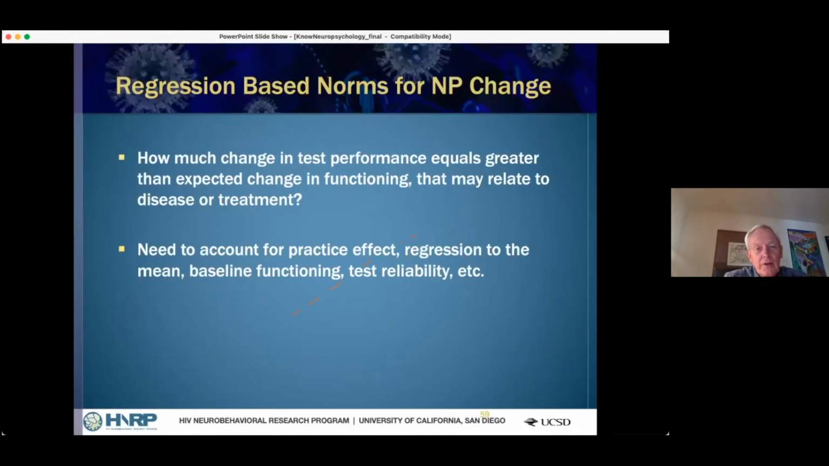Regression-based norms for change. Now we're going to the second use of norms now. And here the question, of course, is how much of a change in test performance is real and represents a real change in the individual versus normal test-retest variability. And so for this, we ideally need to account for practice effect, regression to the mean, their baseline level of functioning, the reliability of individual tests, which differ from test to test, and of course, demographics. Next.